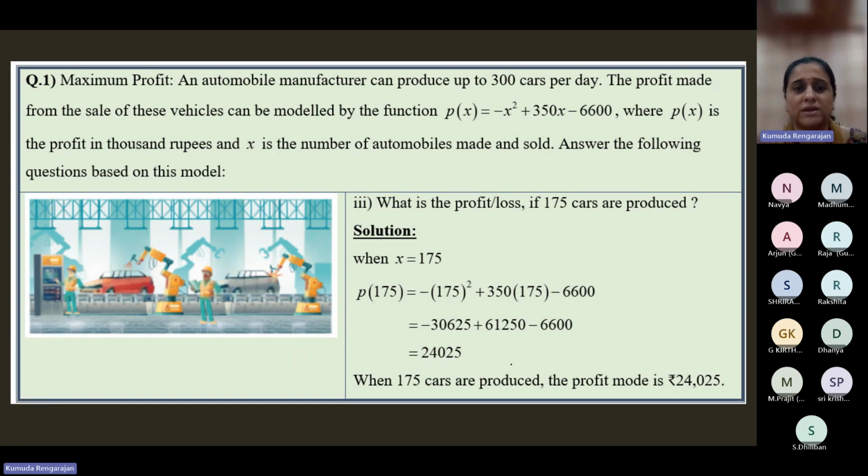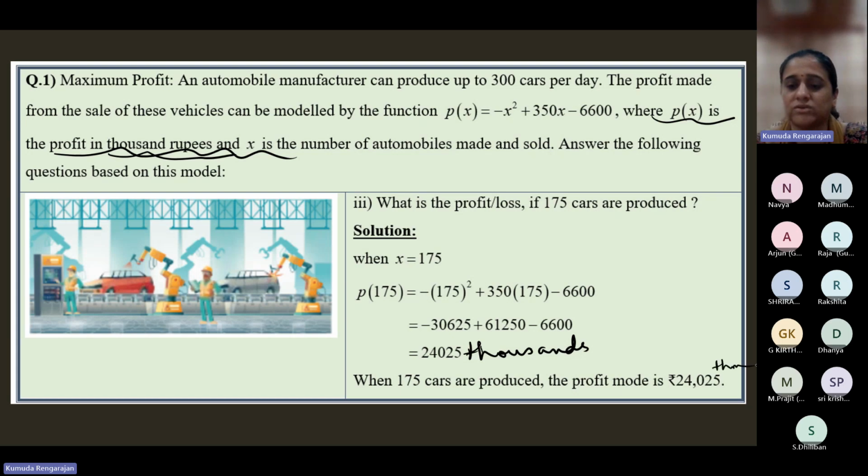That's a mistake. I forgot to type that. I didn't realize it while typing. I just realized. When I was working the answer, probably I didn't realize. I made it sometime back. So it's all in thousands of rupees. It's explained here. P of X is the profit in 1,000 rupees. So many thousands. You just put thousands after this. You don't even have to put the zeros. Just put thousands. So many thousands.